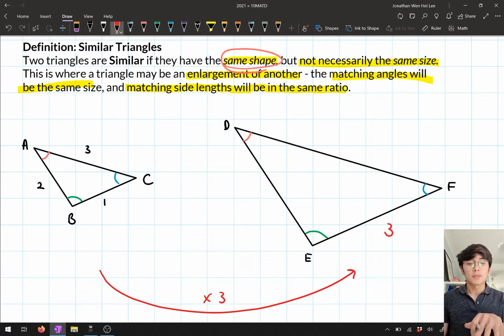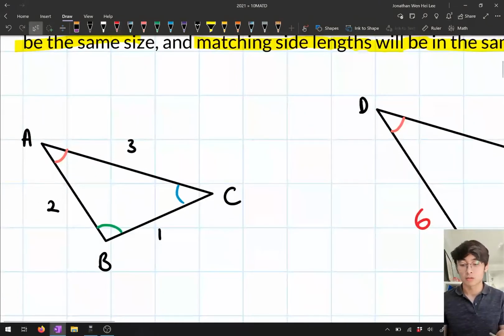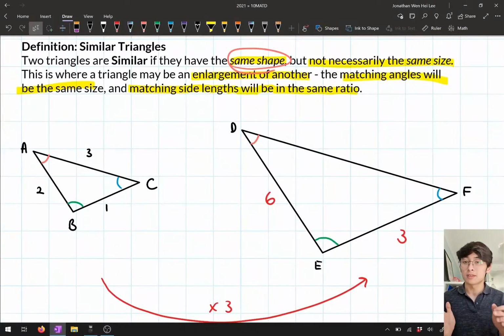For the matching side lengths to have the same ratio, this number needs to be consistent for all 3 of my sides. For example, AB had a length of 2. So for DE, if we need to keep this ratio the same, I need to multiply that 2 by 3 so I get a side length of 6. And for my last side, AC in my first triangle was 3. To keep the same consistent ratio, I need to multiply that by 3. So this last side has to be 9.